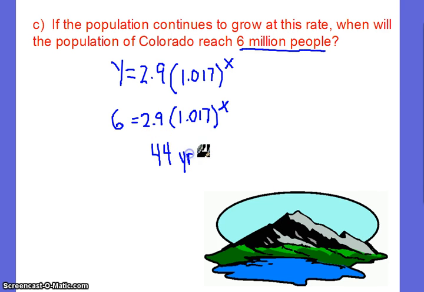It says when will that happen? So we know the original was in 1980. Add 44 years to that. So in 2024, the population of Colorado will finally reach 6 million people.